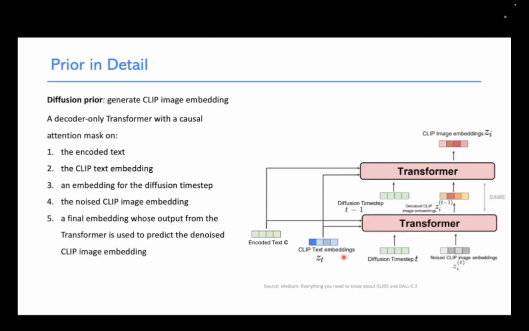Actually, the authors also tried the autoregressive model and compared it with this diffusion model. They found that the diffusion prior can get better quality with fewer resources. So they tried different ones and found this works best.